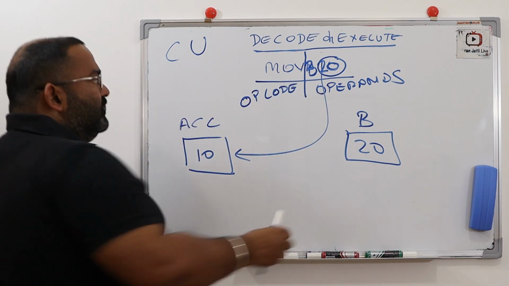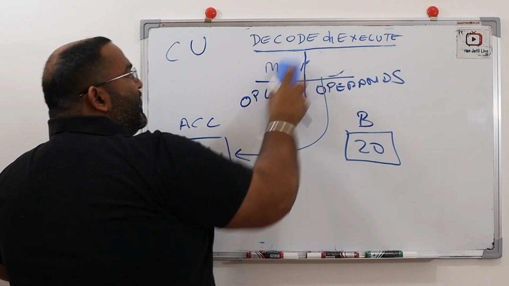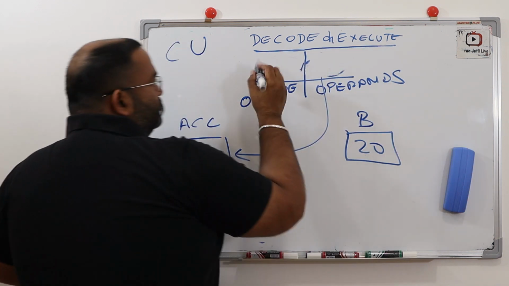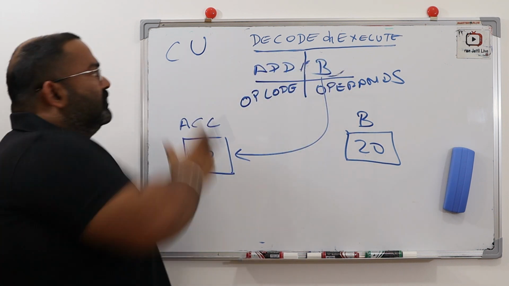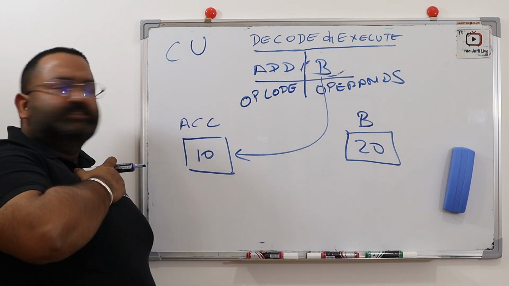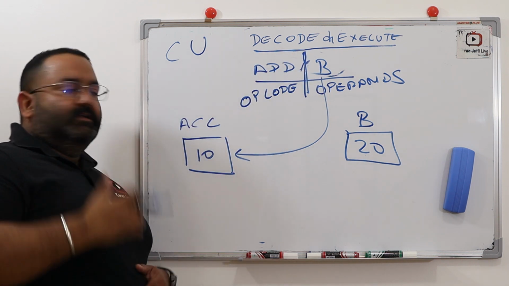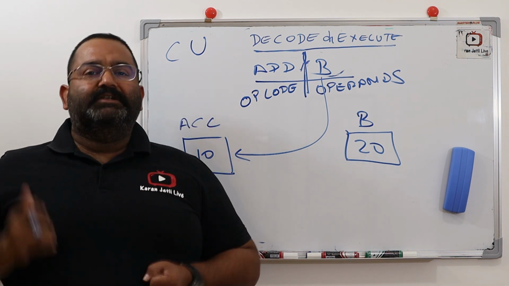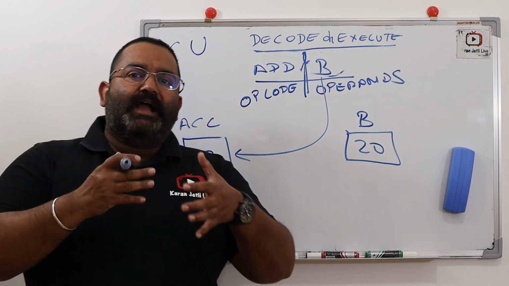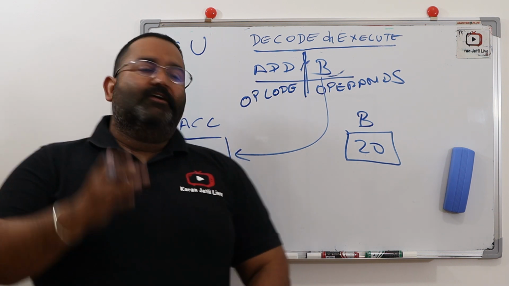Now suppose I have the next instruction, add B. Again, the control unit will split this instruction into two parts. What is the opcode? Add. So with add, the CPU comes to know this is not a data movement instruction, so I need to add two values. So I have to perform an arithmetic operation.